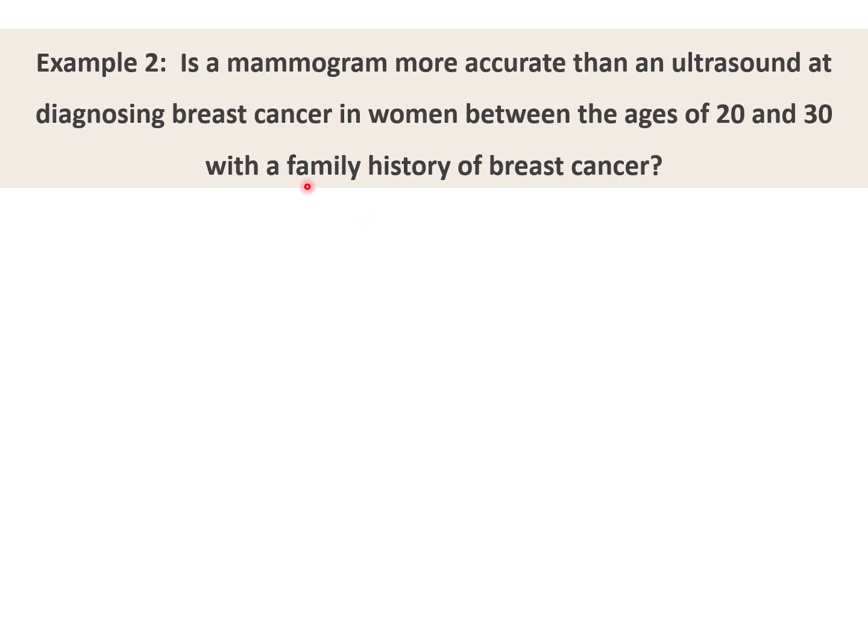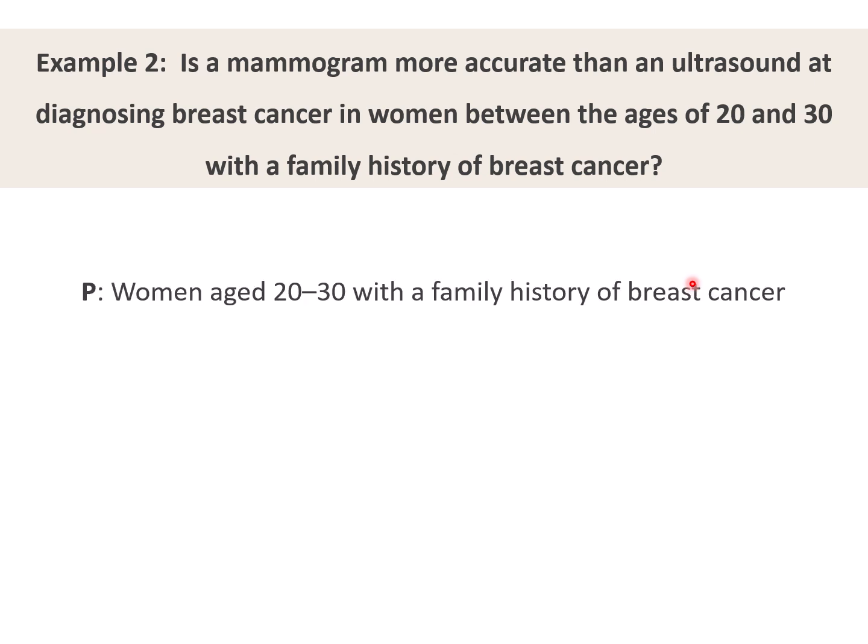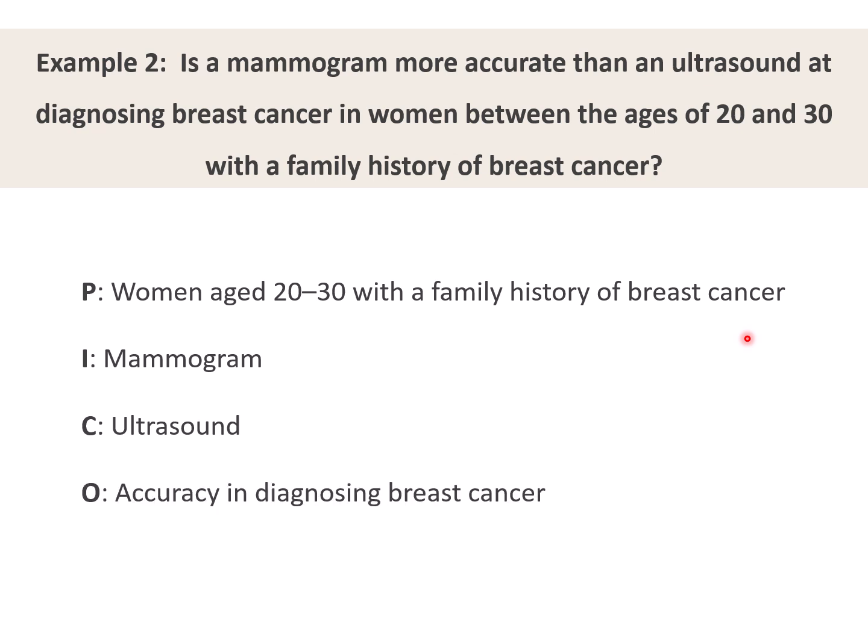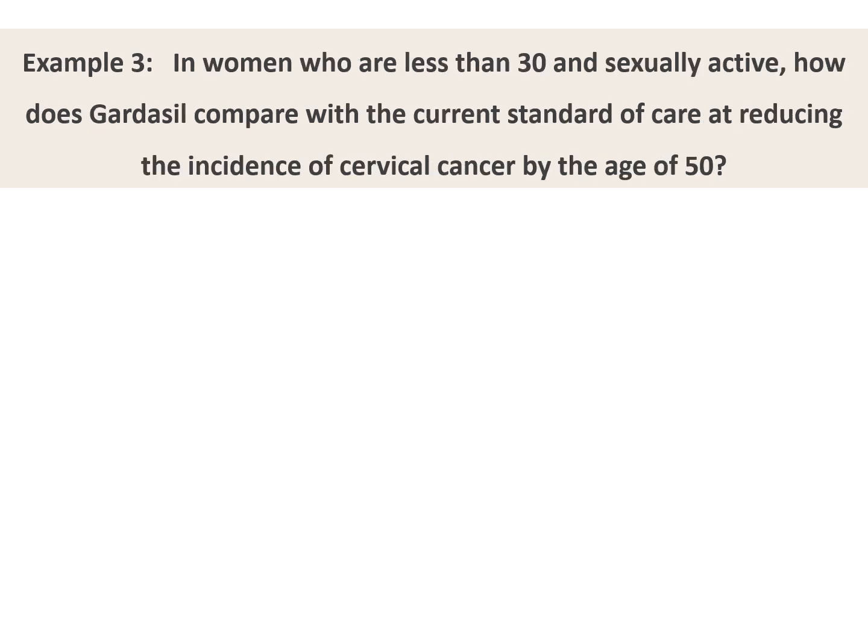So example 2: is a mammogram more accurate than an ultrasound at diagnosing breast cancer in women between the ages of 20 and 30 with a family history of breast cancer? So for this, what will be the P? Women aged 20 to 30 with a family history of breast cancer. Good. I is the mammogram. Good. And what about O? For C, sorry. C is ultrasound. And O, good. Accuracy in diagnosing breast cancer. So very good. So coming to the next question.